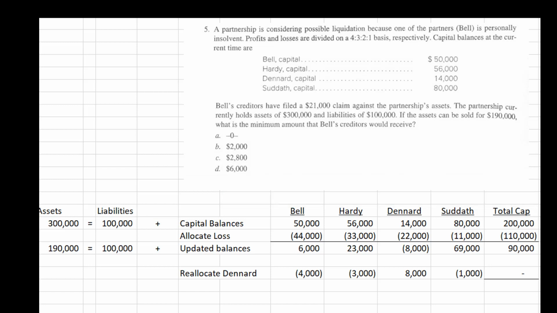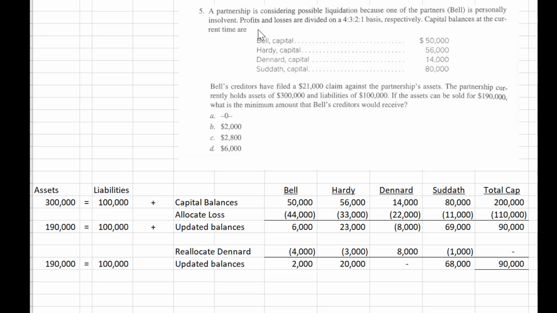So I figured out a total, and you can see it's nothing because I've taken Denard's 8,000 and allocated it to the other 3 accounts, and they offset each other. So the net change in the capital accounts is nothing. Okay, so I've updated each partner's capital balance. You can see Bell's balance now is 2,000, Hardy 20,000, Denard is at 0, Sudith 68. The balance sheet is in balance, so everyone is 0 or above.